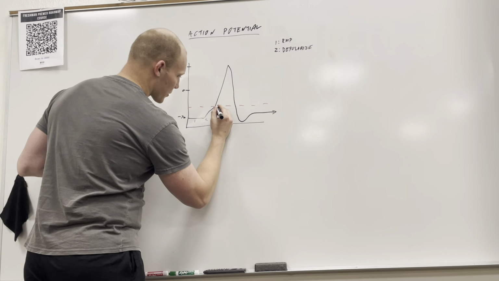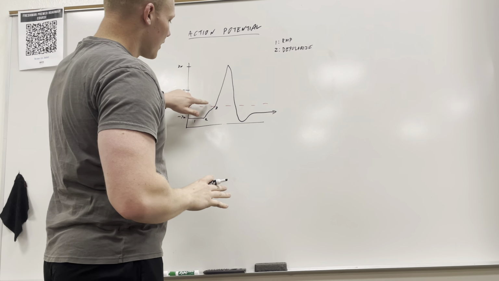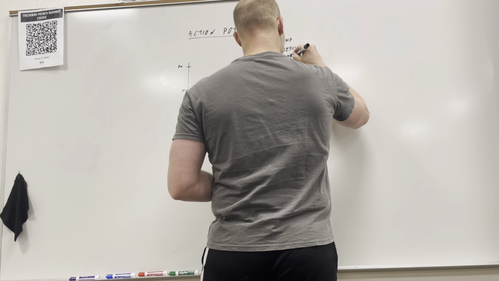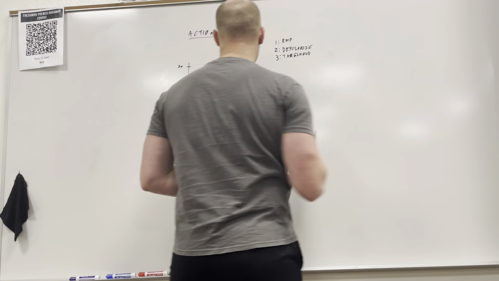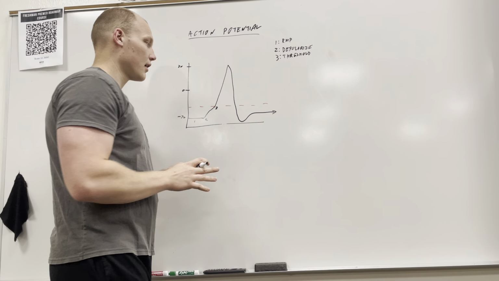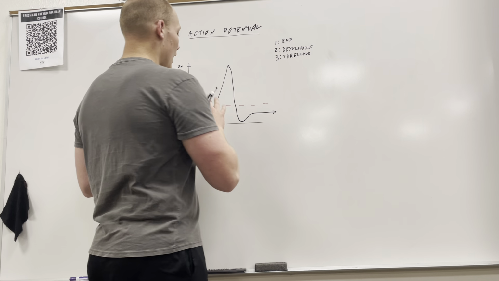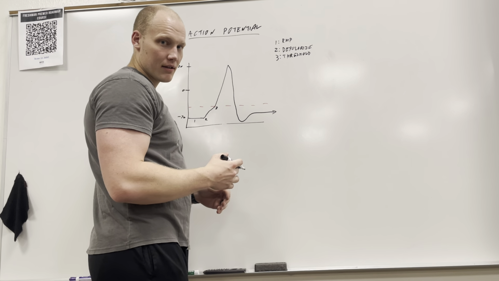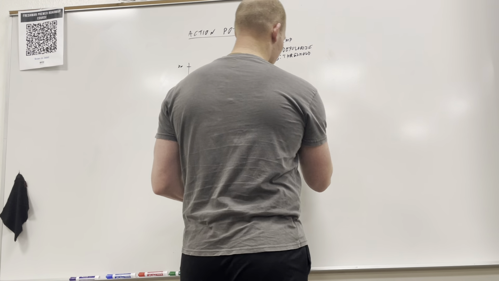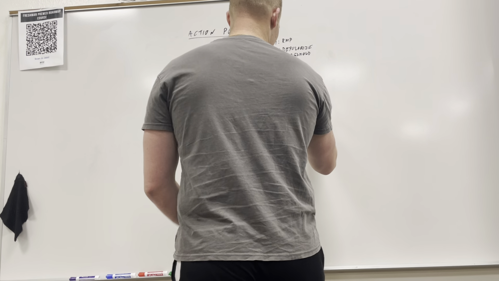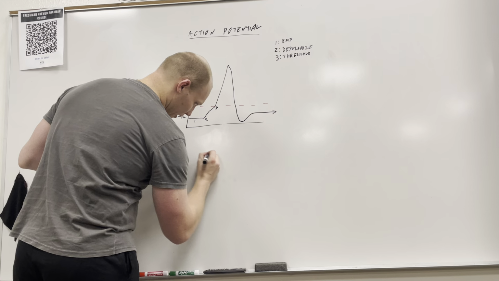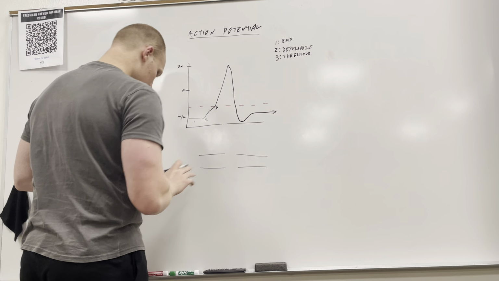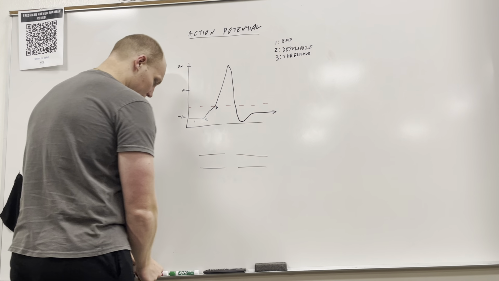Okay, this 3 right here is really important because 3 is what we call threshold. Threshold is where the action potential really gets going. At threshold, we have sodium voltage gated channels. So we have a membrane here. Let's go down here. We have a membrane here. And in this membrane, right here, we have a channel.